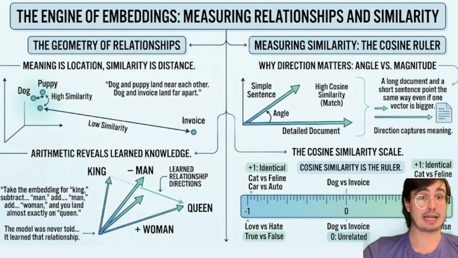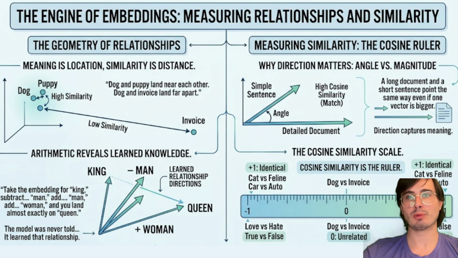So why the angle and not the distance? It's because direction captures meaning much more clearly than magnitude does. So a long document and a short sentence about the same topic point the same way even if one vector is bigger. So don't overthink it.